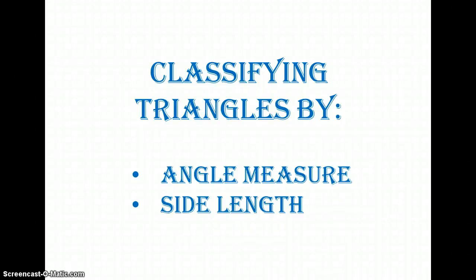Alright, so for our next section we'll be talking about classifying triangles. And remember, the word classify means we're going to identify or group something together using a characteristic. So in classifying our triangles, we're going to group by angle measure and then also side length. So let's take a look.